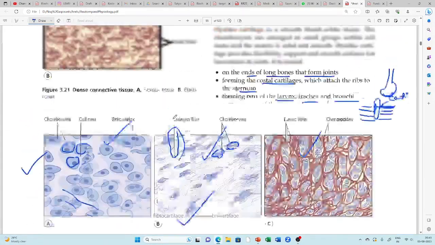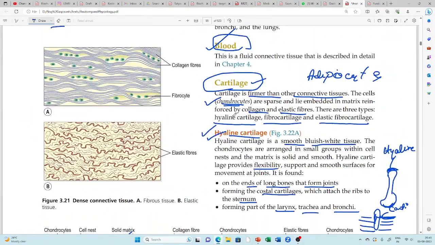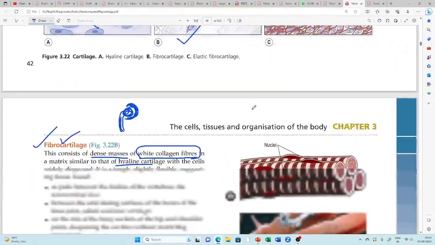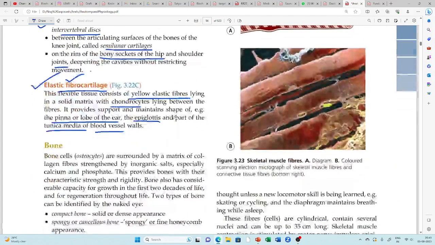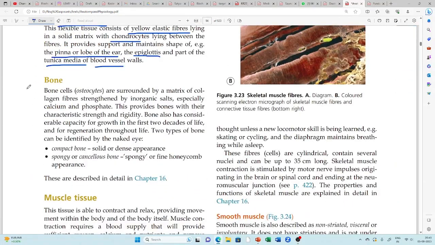Here we are finishing the cartilages. Once again, I will tell you, mainly cartilages are 3 types. First one is hyaline cartilage, the second one is fibrocartilage, and the third one is elastic fibrocartilage. Okay, and the other type of connective tissue, that is bone, we are not going to study here, because in a separate chapter on the skeletal system we will study it in detail.